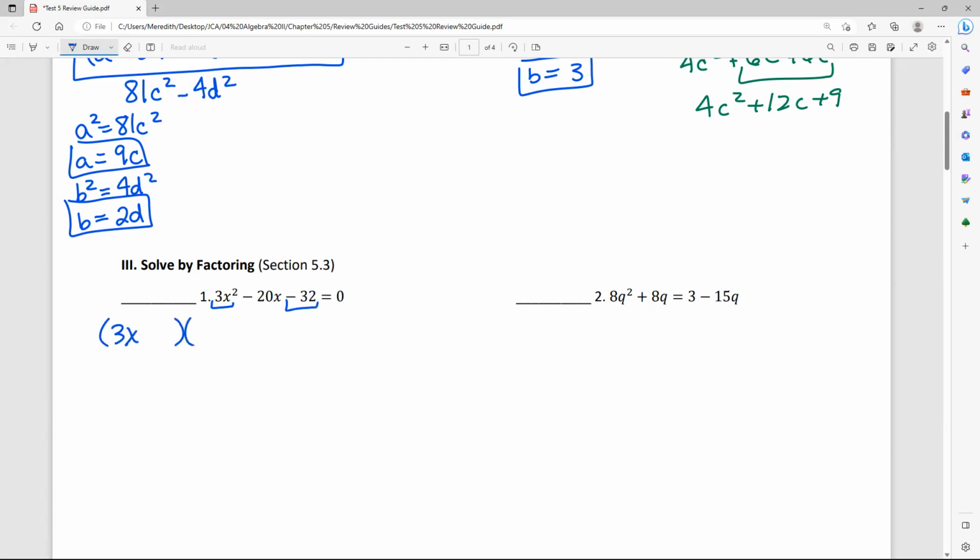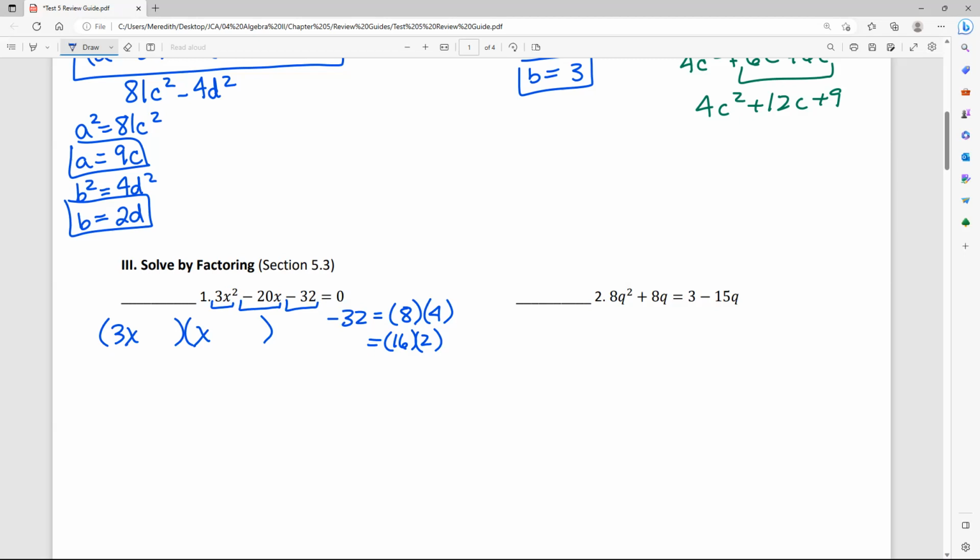So I know that 3x times x gives me 3x squared. So I know the first term in both my binomials. I need to look at this negative 32. And we're probably going to use the 8 times 4. 8 times 4 is 32. We also know that we have 16 times 2 and 32 times 1, but we're probably not going to use that because we need some sort of sum here that gives us a negative 20.